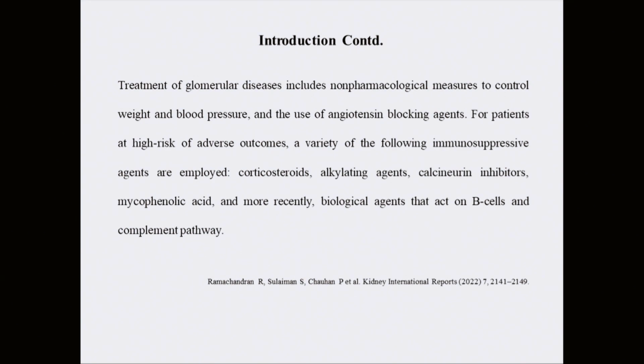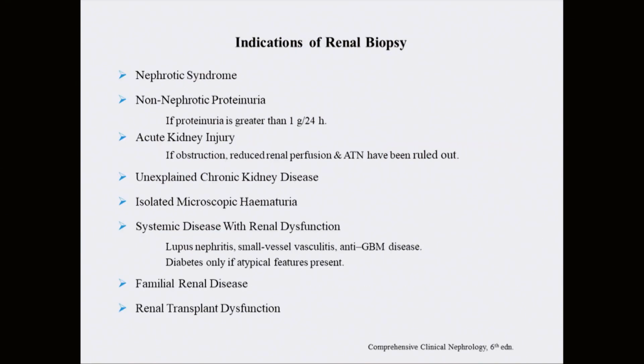Treatment of glomerular diseases includes non-pharmacological measures to control weight and blood pressure and the use of angiotensin blocking agents. For patients at high risk of adverse outcome, a variety of immunosuppressive agents are used, like corticosteroids, alkylating agents, CNIs, mycophenolic acid, and more recently biological agents that act on B cells and complement pathway. We all know the indications of renal biopsy, and I am not going through details.